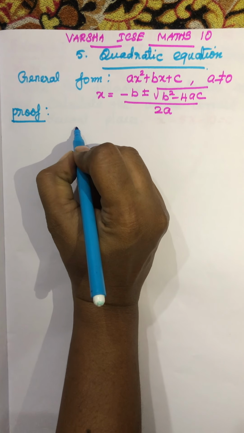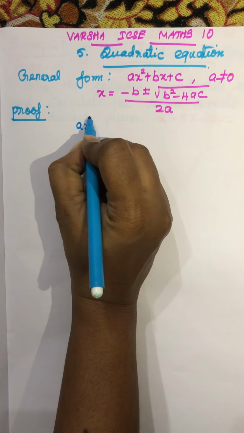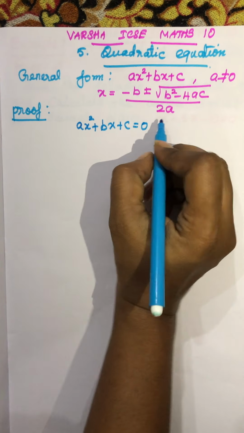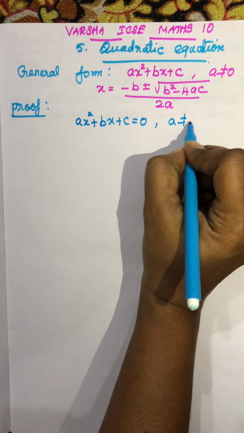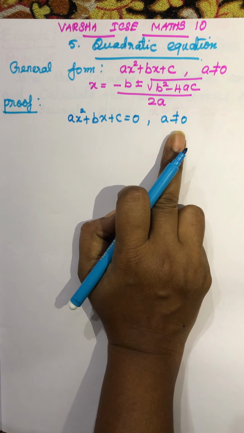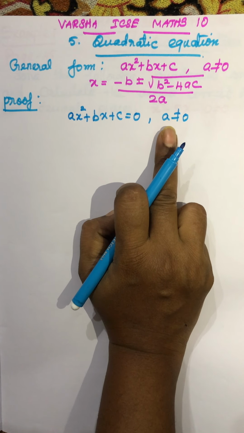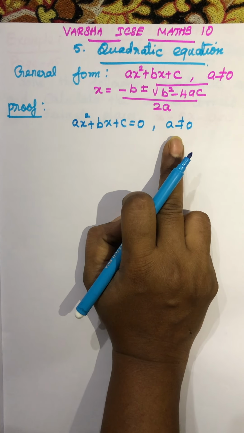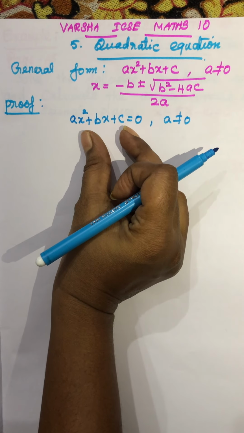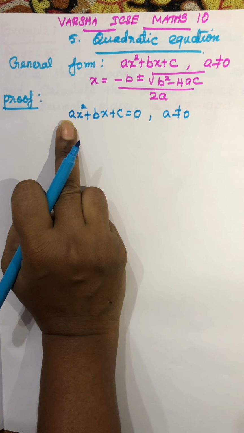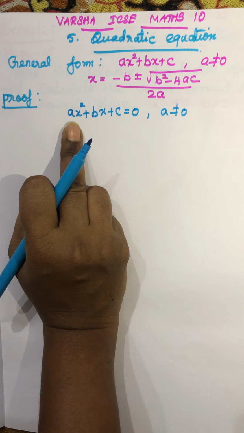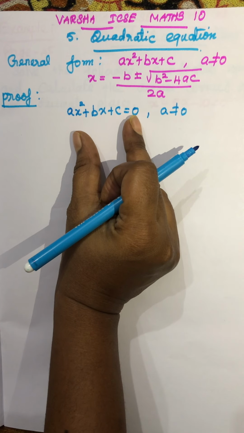So what is your general equation? ax square plus bx plus c equal to 0, where a should not be equal to 0. Why is it given? Because if this a is 0, this equation will become linear. So we need a, then only you have an x squared term, and then you can say it is a quadratic equation.